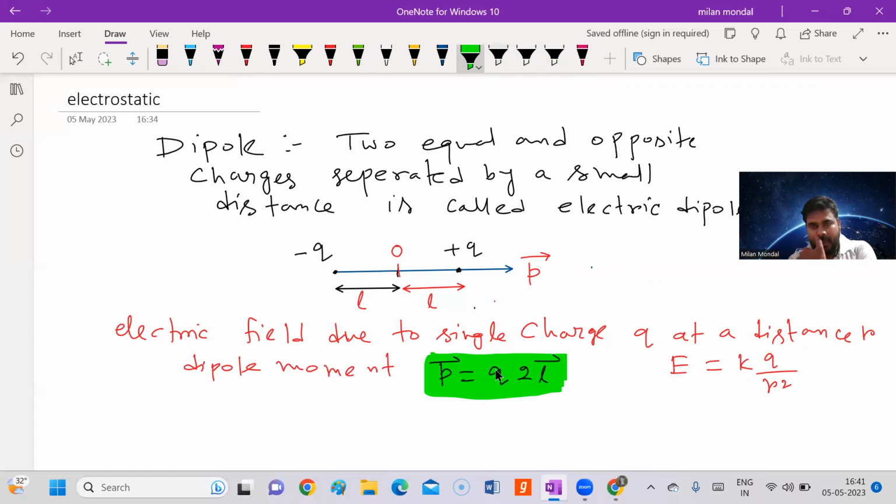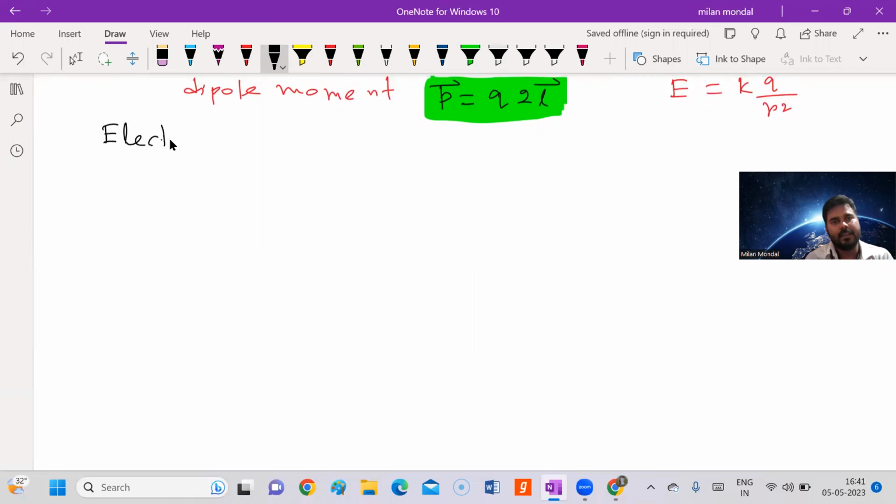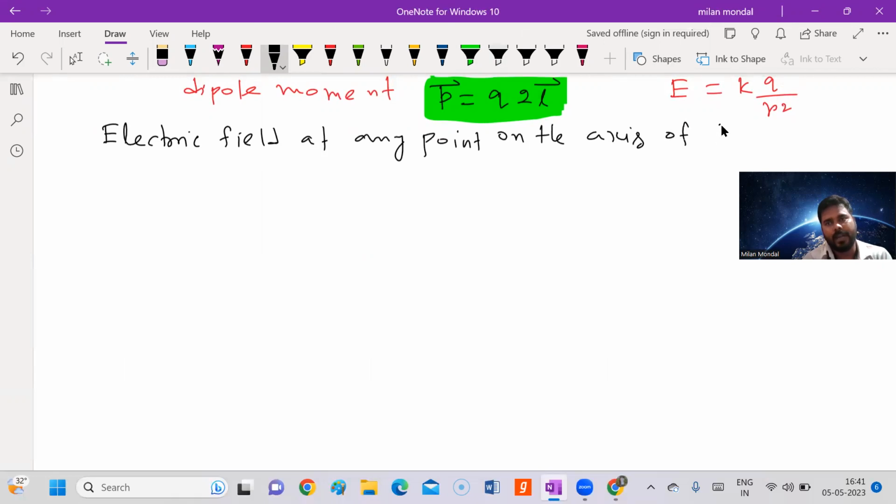So this is a very important quantity called dipole moment. Now we'll find the electric field due to this dipole at different positions. So let us first find the electric field at any point on the axis of the dipole. So let us see what quantity comes out.